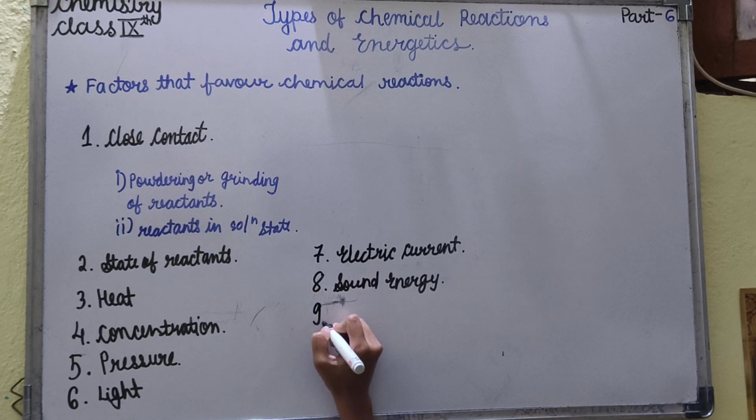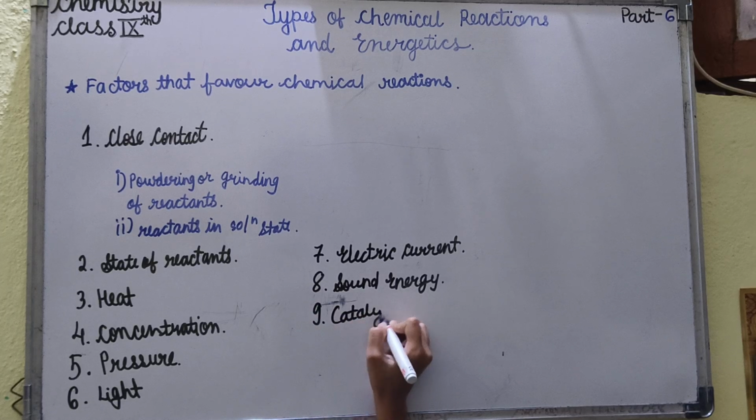Ninth is catalyst. A substance which alters the rate of reaction without itself taking part in the chemical reaction is called a catalyst. I'll repeat. The substance which alters the rate of reaction without itself taking part in the reaction is called a catalyst. Example, in the conversion of vegetable oils into vanaspati ghee, nickel is used as a catalyst.